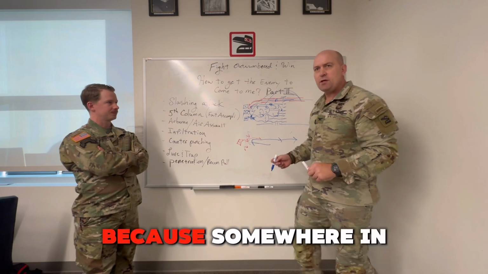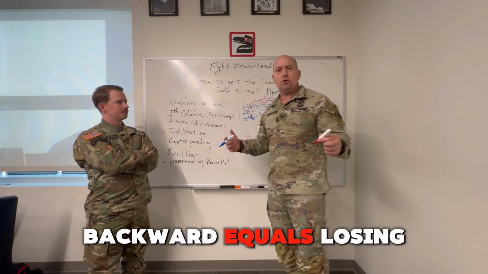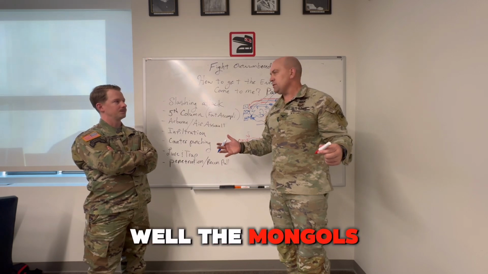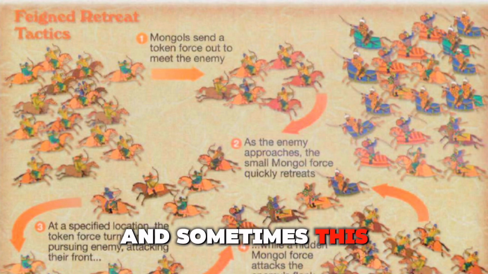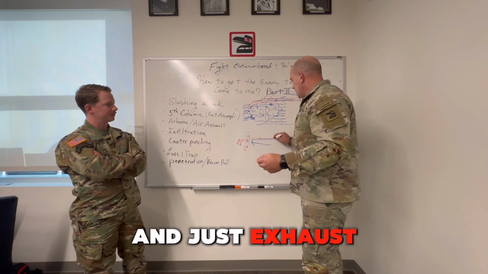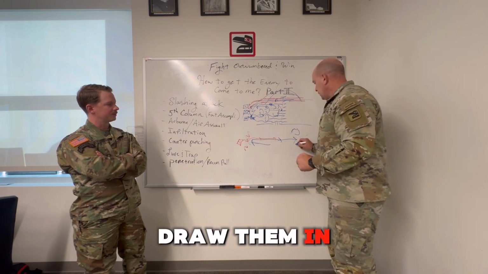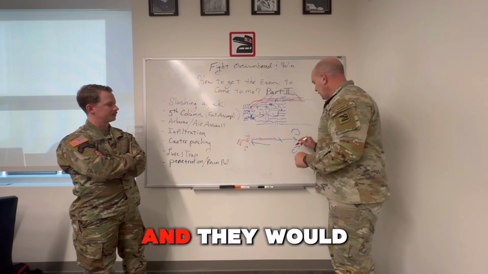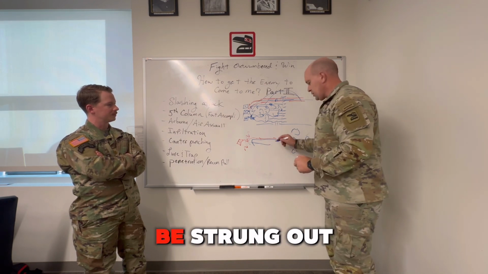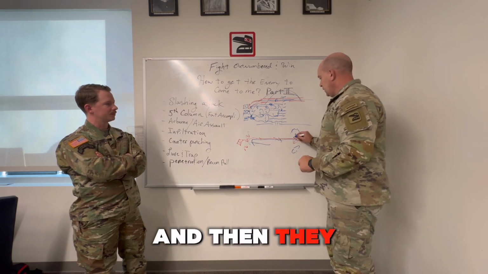We don't like to do this because somewhere in our military mindset, moving backward equals losing. Well, the Mongols didn't think that way. Right. They were focused on destroying their enemy. And sometimes this withdrawal would last for 2 or 3 days and just exhaust the pursuers until they would draw them in to an ambush. And they would draw them in. The attacker would be strung out at that point. And then they would destroy him.